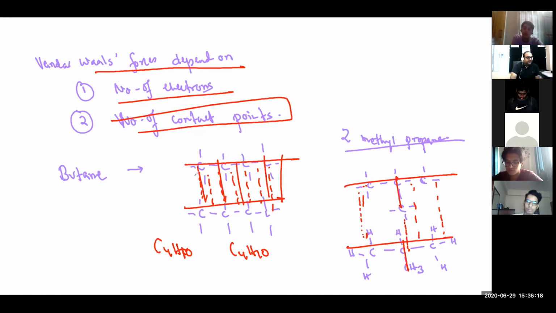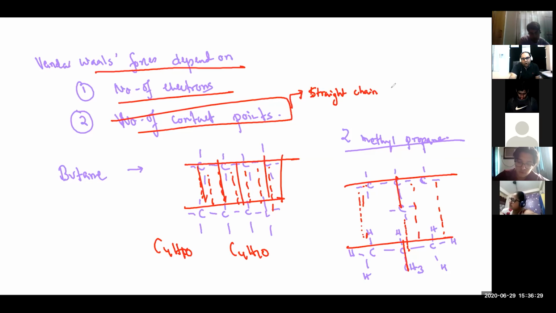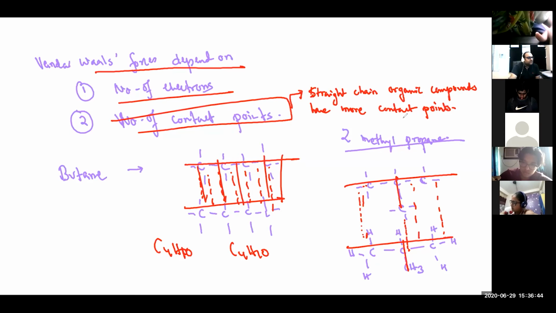One thing to remember: this is only for organic compounds. Straight chain organic compounds have more contact points, therefore their Van der Waals forces are stronger, therefore high melting and boiling point. Do I need to write this down? No need, first understand it.